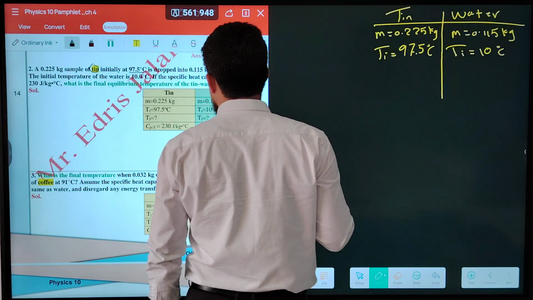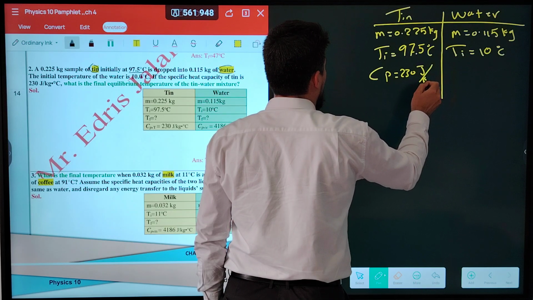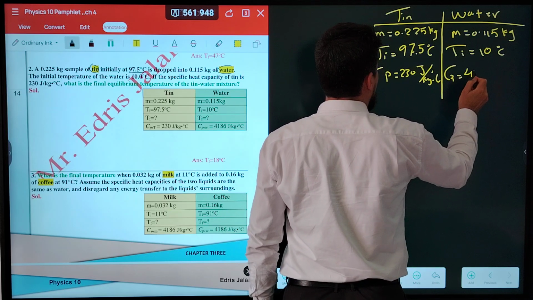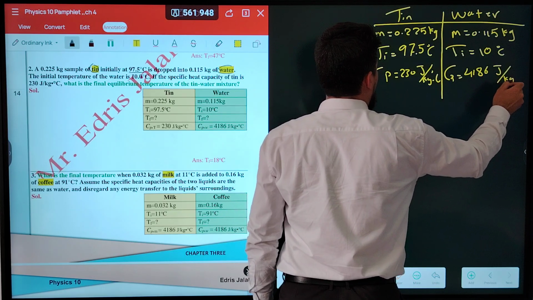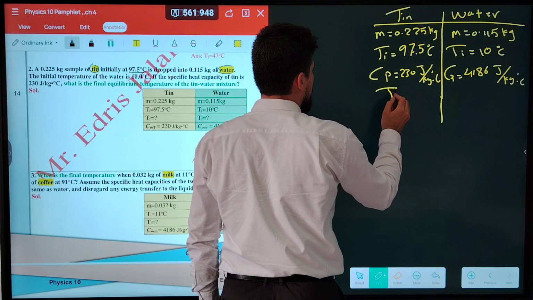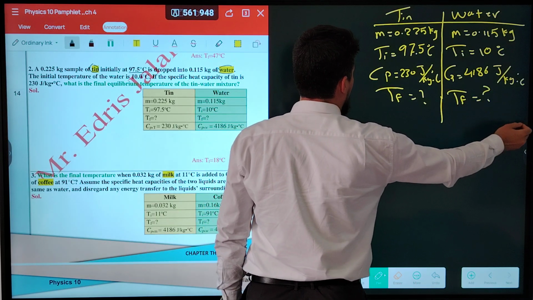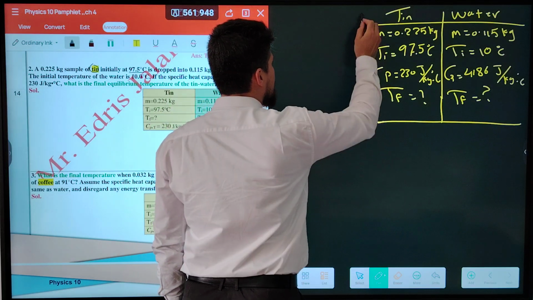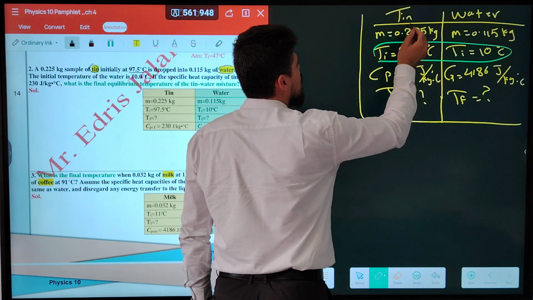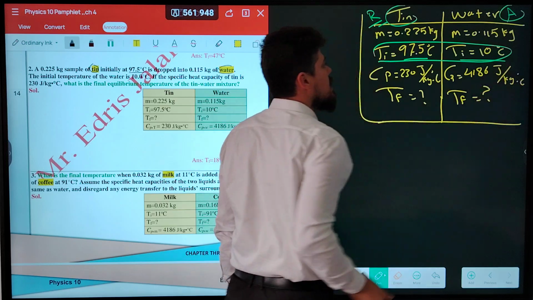10 Celsius. The specific heat capacity of tin is 230 Cp, 230 joule per kilogram Celsius, and Cp of water is constant, 4186 joule per kilogram Celsius. What is the final temperature? Exactly, this is the same question as we solved in the previous question, question 1. T final is unknown for the substance. So we have to do the same thing. Do we have initial temperature for both substances? Yes. Which one releases? This one releases. Why? Because it has more temperature. This one absorbs. Why? Because it has less temperature.